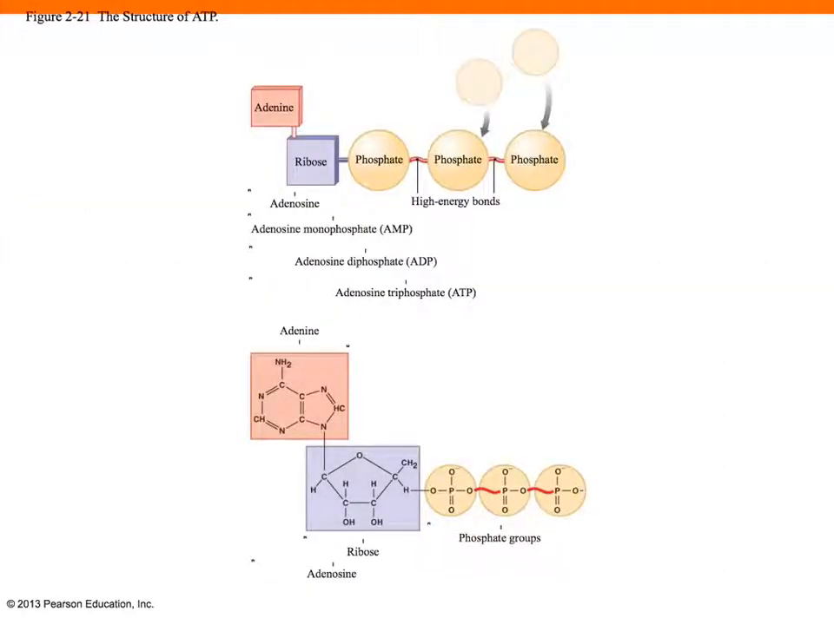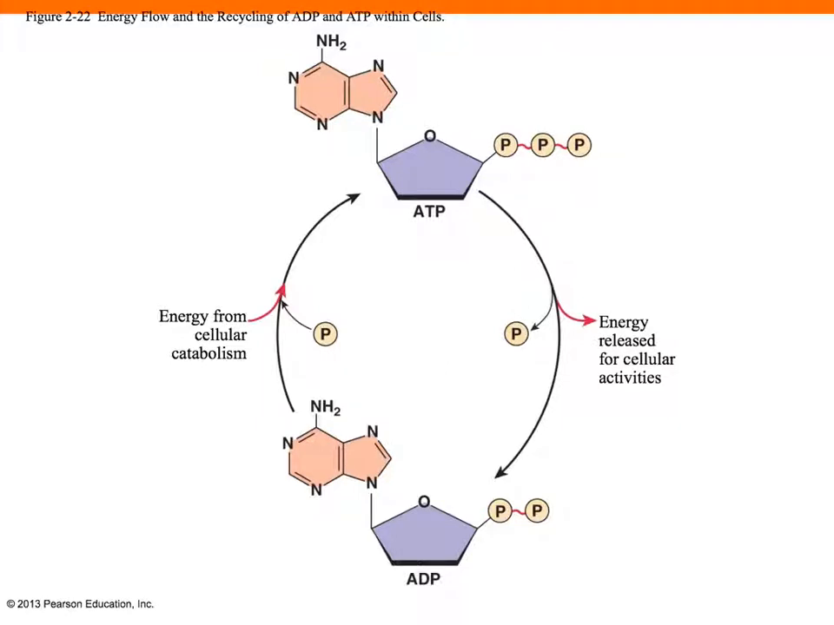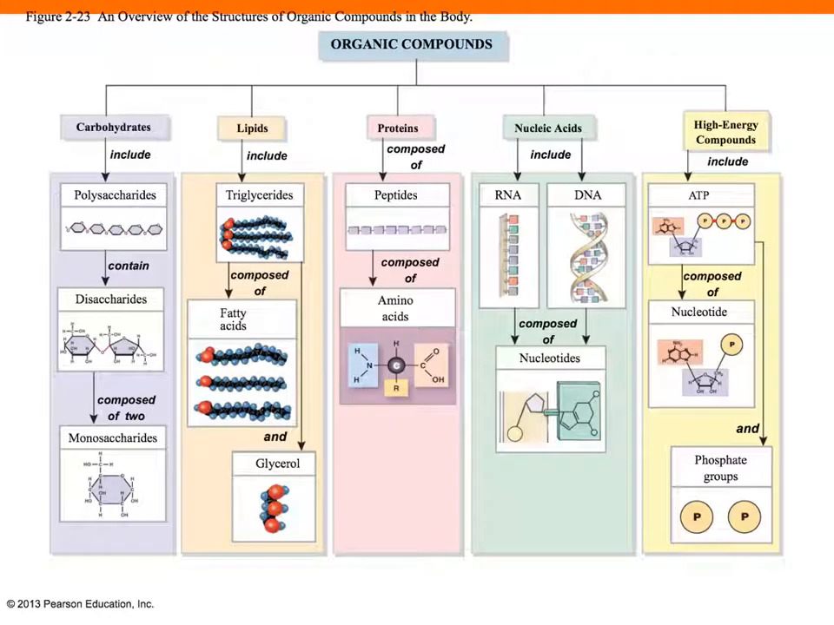Here we show you the illustration of the ATP molecule. You can see the sugar involved in ATP is ribose, and we see the 3 phosphate groups with the high energy bonds. And this shows you the cycle of converting ATP to ADP, then recharging the ADP and converting it back to ATP. And this cycle is constantly happening in the human body.